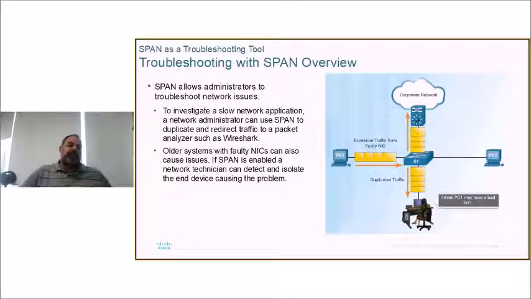So troubleshooting span. To investigate a slow network application, the network administrator can use span to duplicate and redirect traffic to a packet analyzer such as Wireshark. Older systems with faulty NICs can also cause issues. If span is enabled, a network technician can detect and isolate the end device causing the problem.